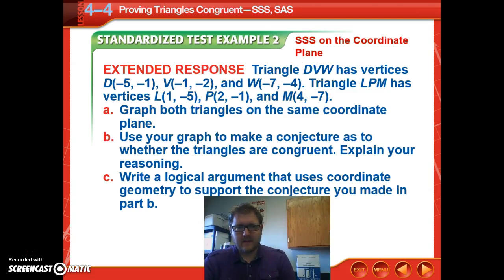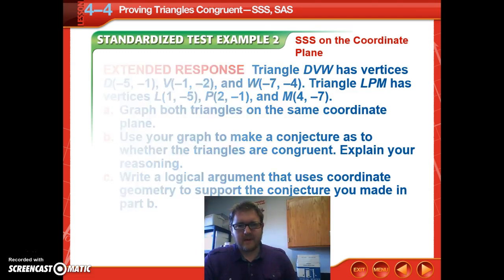So in this example, we want to look at the coordinate plane. We have triangle DVW having vertices at (-5, -1), (-1, -2), and (-7, -4). Triangle LPM has vertices at (1, -5), (2, -1), and (4, -7). We want to graph both those triangles on the same coordinate plane, and then use our graph to make a conjecture as to whether the triangles are congruent and explain our reasoning. Then we'll write a logical argument using coordinate geometry to support the conjecture we made.